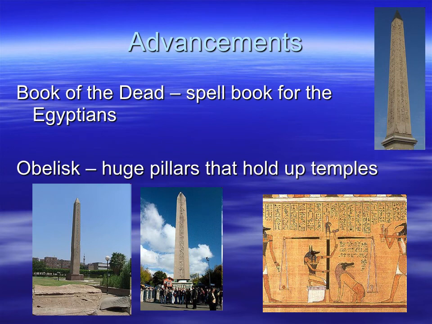Other Egyptian advancements: the Book of the Dead was one of their spell books, and then the obelisk, these huge pillars that we looked at, like the one that we have. We took that idea and made the Washington Monument.